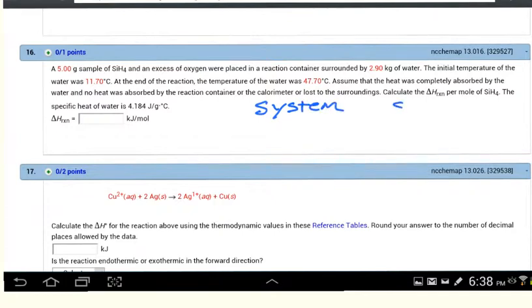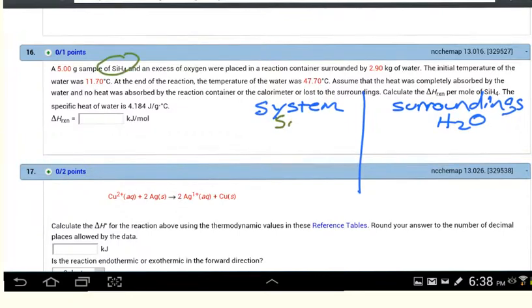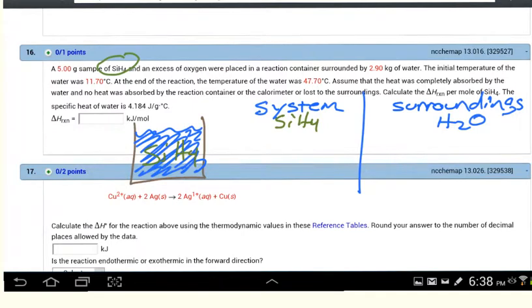We've got the system and we've got the surroundings. The surroundings, as you remember, are always water. And the system is, in this case, some reaction of this SiH4 stuff. So I'm just going to write SiH4, but realize that it is a reaction of it with something else. Now, I've drawn a beaker of water to help me organize my thoughts here.